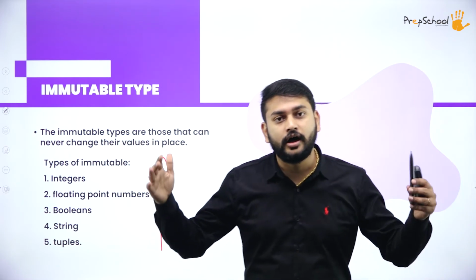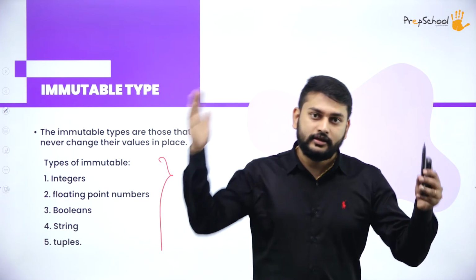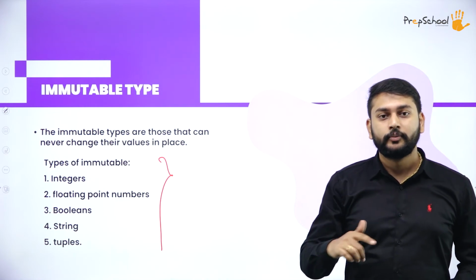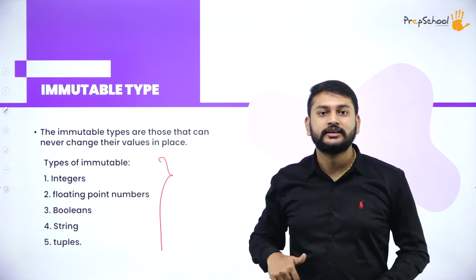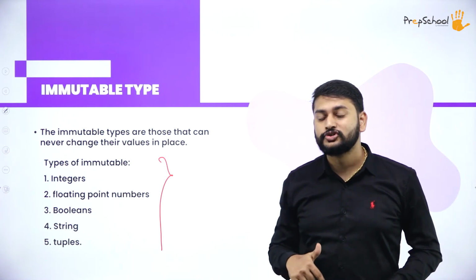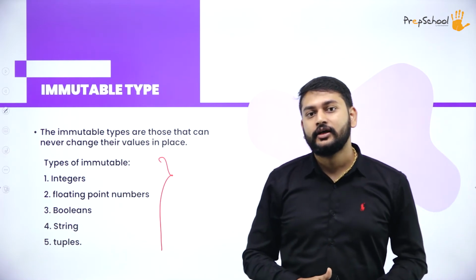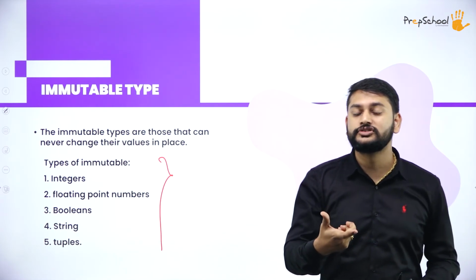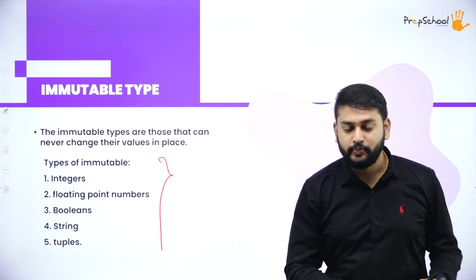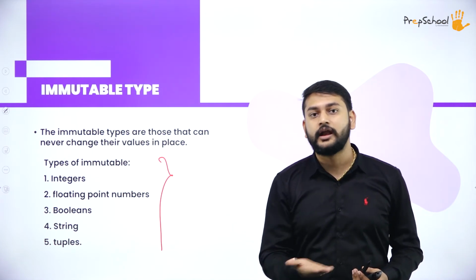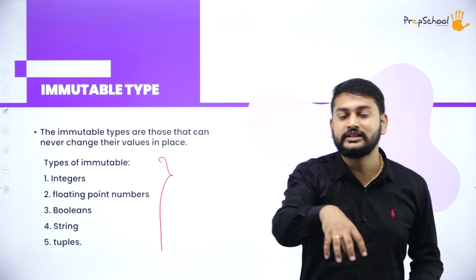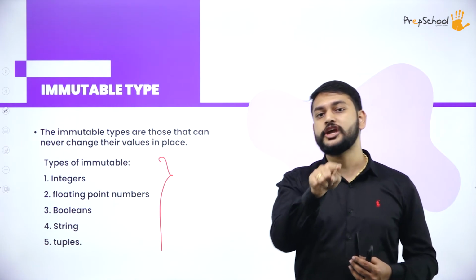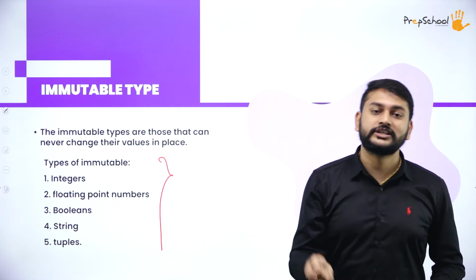I have constructed a house in the same place. Can I remove that and place some other house? No, that is immutable. I'm speaking with respect to the place, so I cannot replace it with something else. Here my house is data, the car is data, and the place is memory. I have the memory and I'm storing something in it. If I'm able to replace it in the same memory location, that is mutable. If I'm not able to change it, that is immutable.